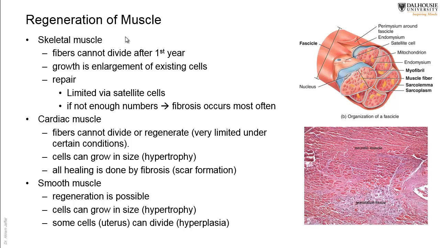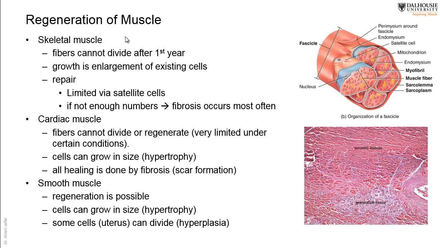So hypertrophy of the muscle, when a skeletal muscle or a cardiac muscle increases in size, means that the cell increased in size, but the number of muscle cells which are present is not increasing, because the muscle fibers cannot multiply. They can increase in size, but they cannot multiply. This is not true for smooth muscle.